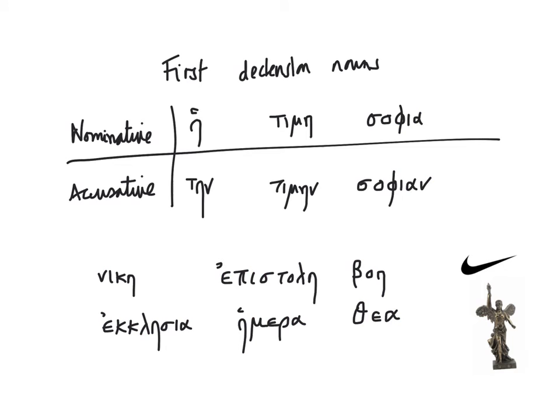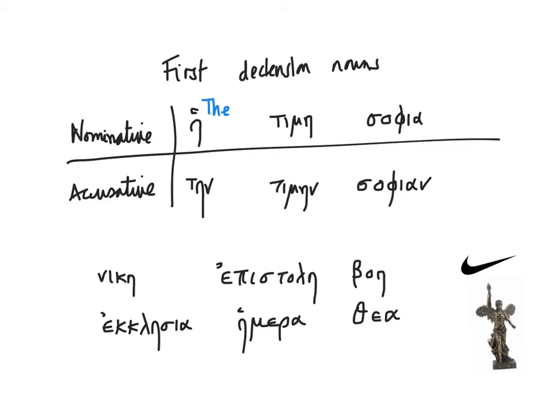Now, first declension nouns also have a definite article, and they have a nominative form and they have an accusative form. And just like second declension nouns, the nominative form is used for the subject of the sentence, and the accusative is used for the object of the sentence. The word for "the" is hē in the nominative, or tēn in the accusative. And that remains the same for all first declension nouns.